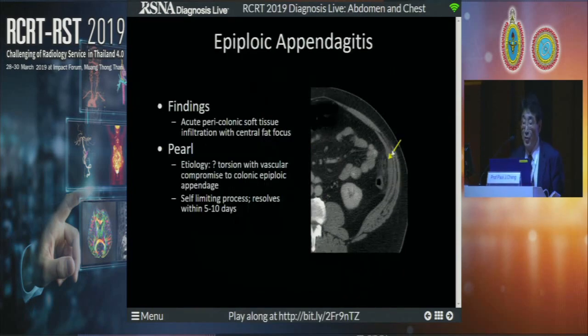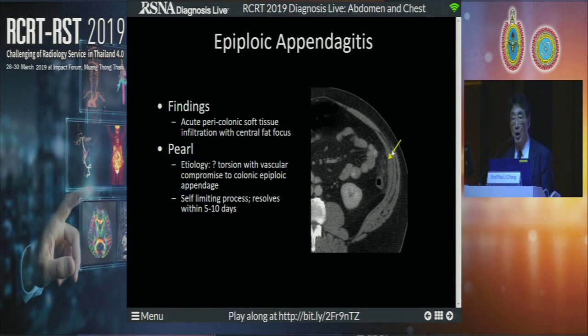This is a very satisfying diagnosis. If you've ever actually experienced this when you're on call, it is dramatic how painful this is. This is epiploic appendagitis. It can mimic dissection. It can mimic appendicitis. It can mimic diverticulitis. It can mimic a surgical abdomen. And that's the point. The reason I think this is one of the most satisfying diagnoses is because the radiologist can stop a surgeon from operating. They can reassure the patient that, yes, I know, patient, you have terrible pain, but this is going to be self-limiting.